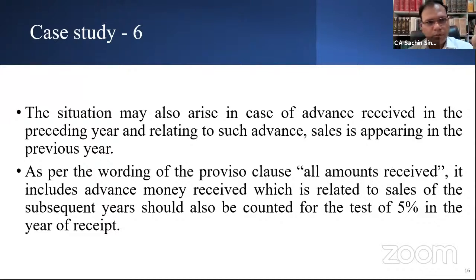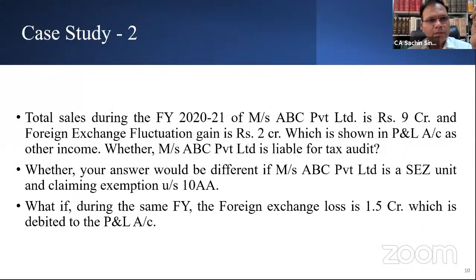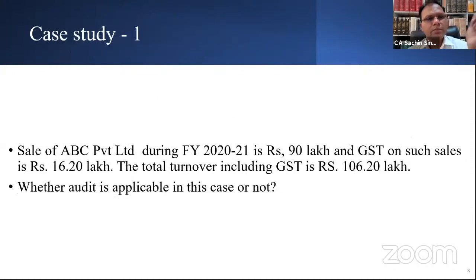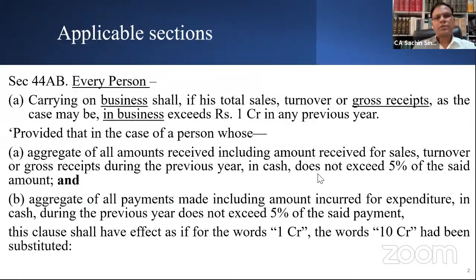Now, I want to pose one more question before you. Since this section says that 5% is to be tested, what would be the last day? If you remember, there is section 44AD, and the proviso says that if you receive the amount in bank through the banking channel, we will allow you 6%, and that amount is to be received up to the due date of filing of return as prescribed in section 139(1). So that is only in respect of 44AD.